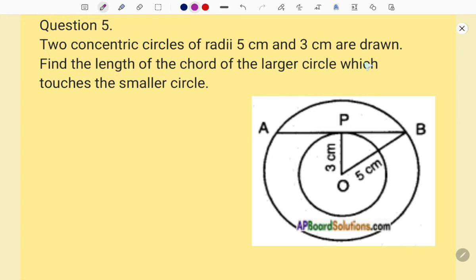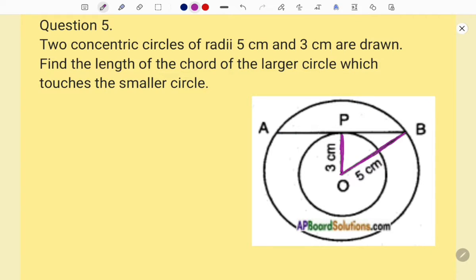Now once you see this diagram, this is the larger circle, and the inside is the smaller circle. Here the radius from the center to the larger circle is how much? The radius of the larger circle is 5 centimeters. From the center to the small circle, the radius of the small circle is 3 centimeters.